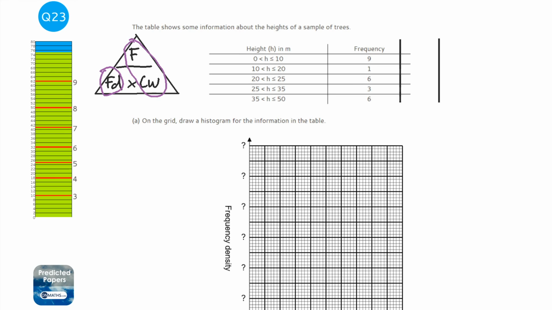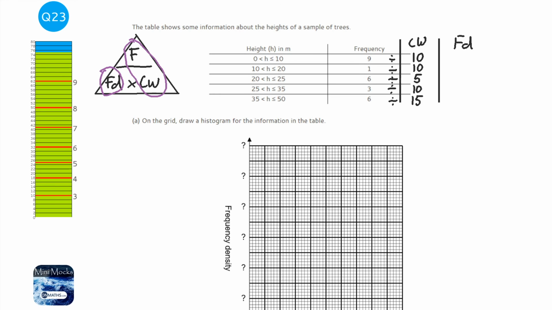So the first class width, where it's 0 to 10, so the class width is 10. The next one's 10, and be careful because actually the next one is 20 to 25, so that's only 5, that one. The next one's 10 and the last one's 15. So when I've got the class width, I can work out the frequency density. And the frequency density is the frequency according to the triangle divided by the class width. I want to divide these.